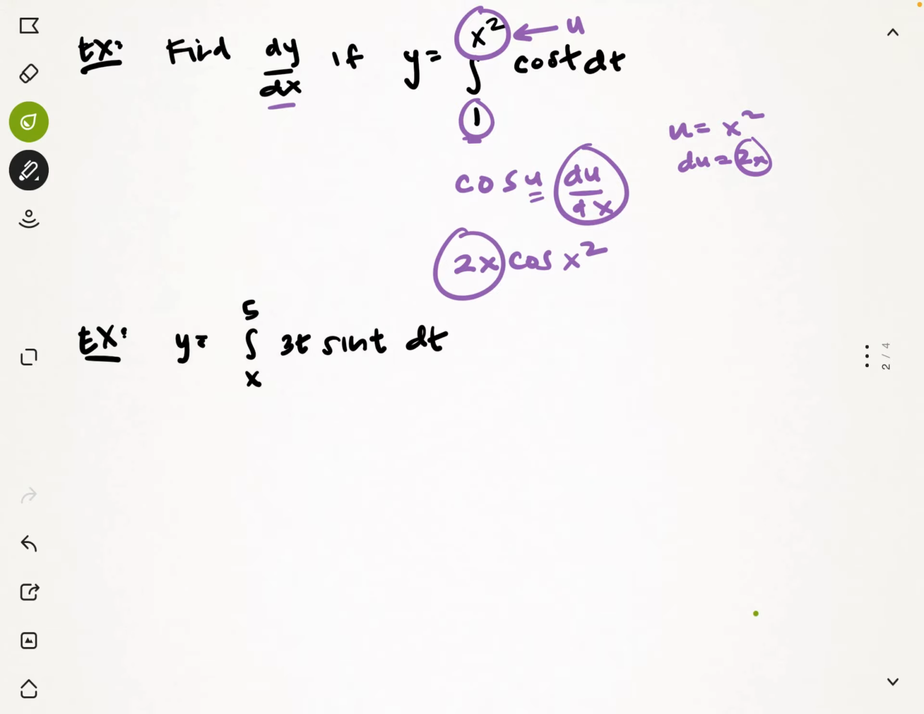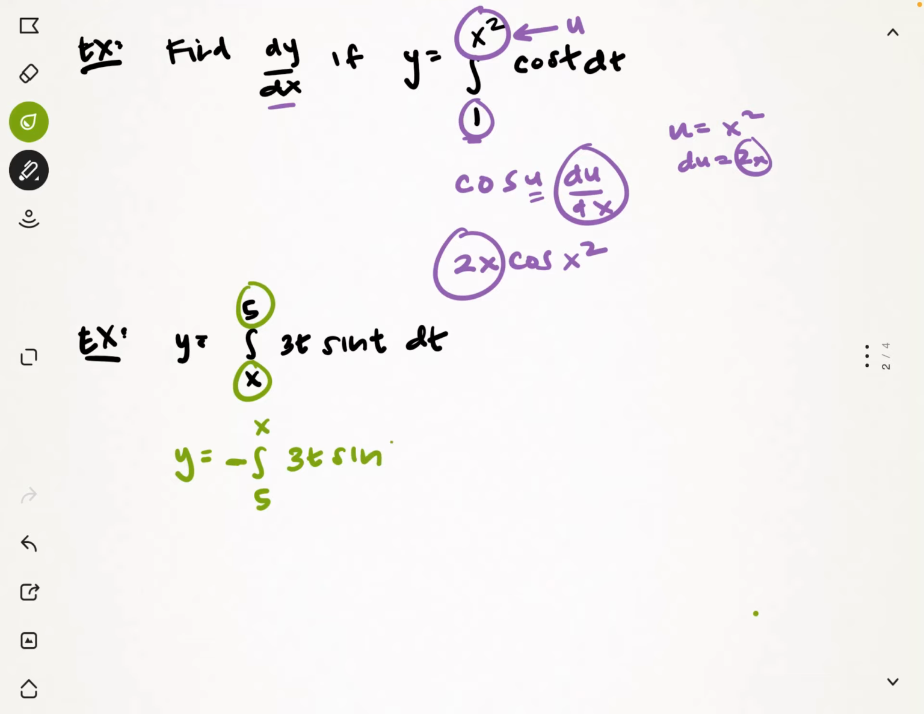Okay, next example. So notice this one is flip-flopped, right? So our bottom, our starting point is x and our ending point is 5. So what we're going to do is we're going to use one of the rules that we talked about a couple of lessons ago, where we said that we can switch the start and the end points if we change our sign to negative. So we're going to go ahead and do that. So we're going to put the x on top. We're going to put the 5 on bottom. I'm just going to take the negative of it.